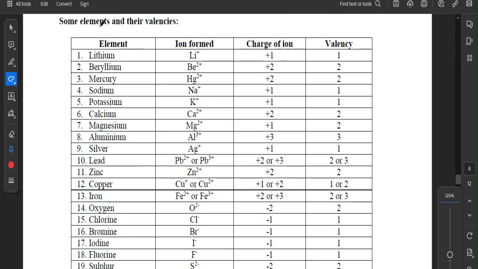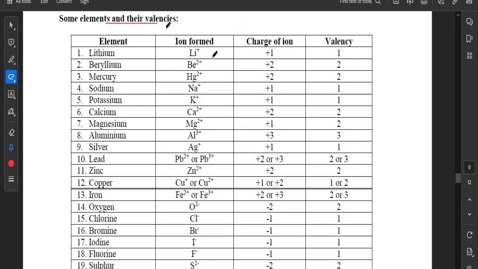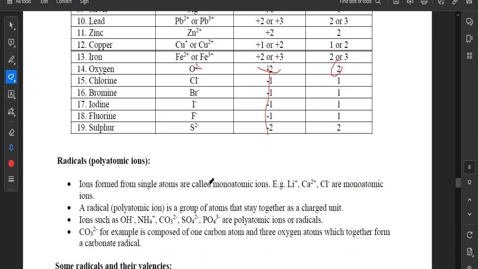Okay, some elements and their valencies. It's the same thing. You look over here, plus 1, the charge of the ion becomes 1. Valency is 1. The same thing: plus 3, then it becomes 3. Minus 2, so it becomes 2. All you have to do is remove the charges and you get your valencies. I hope that's clear, and don't confuse yourself, guys.